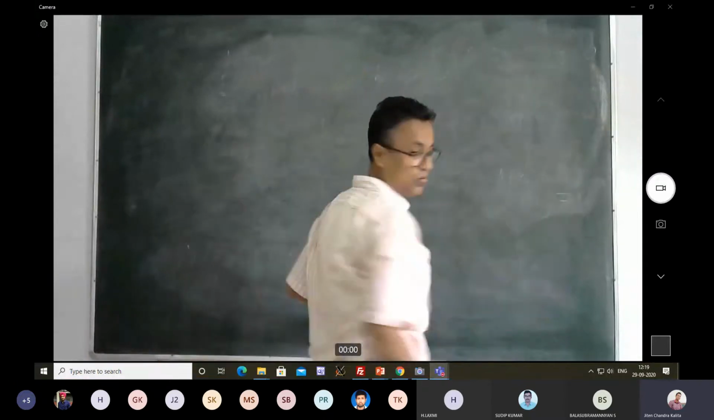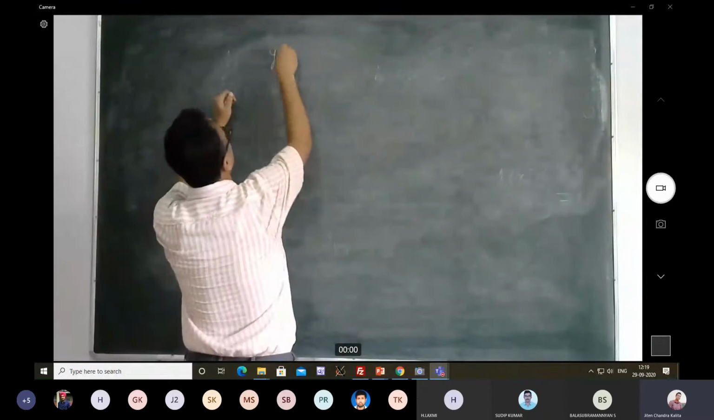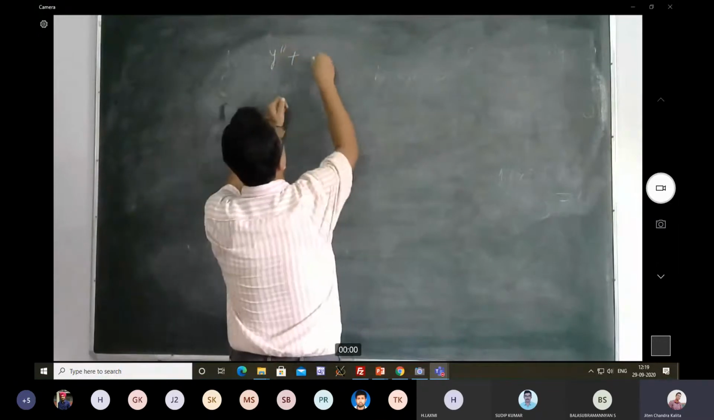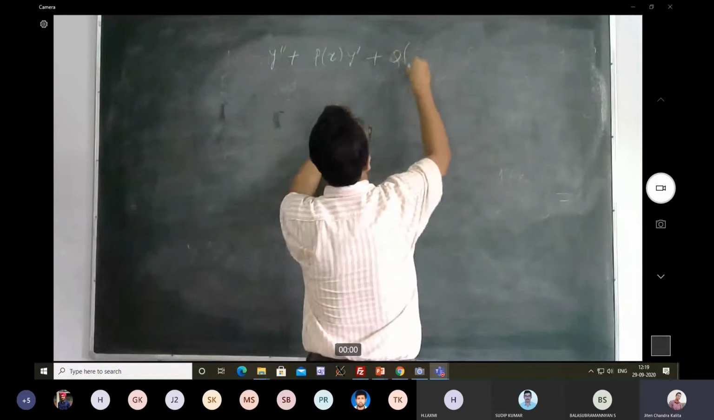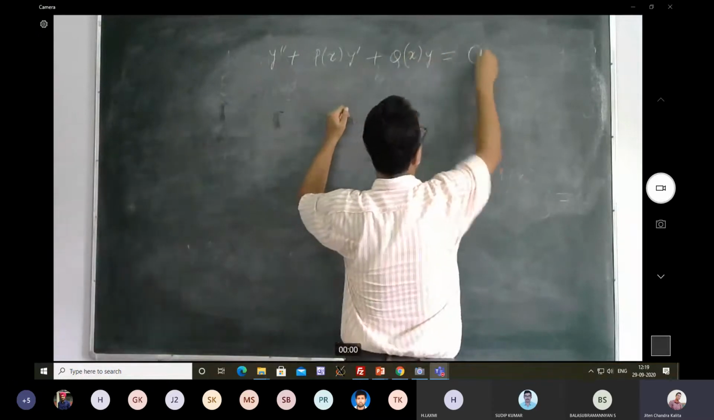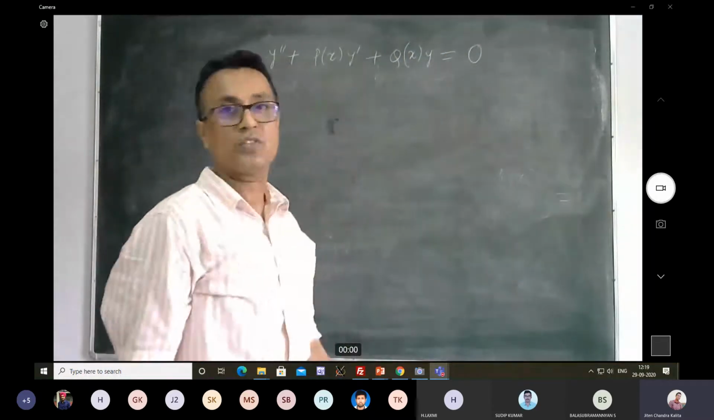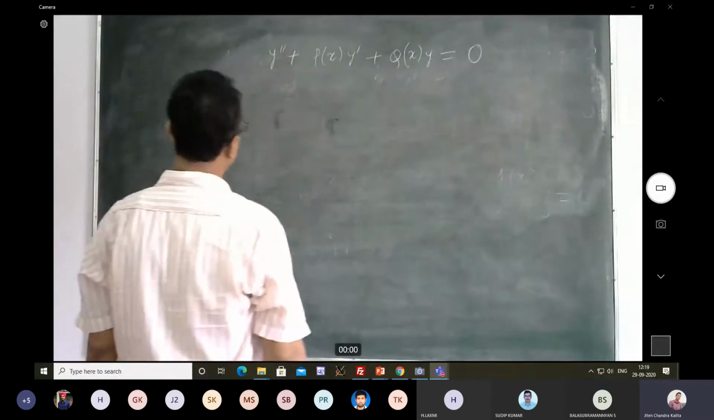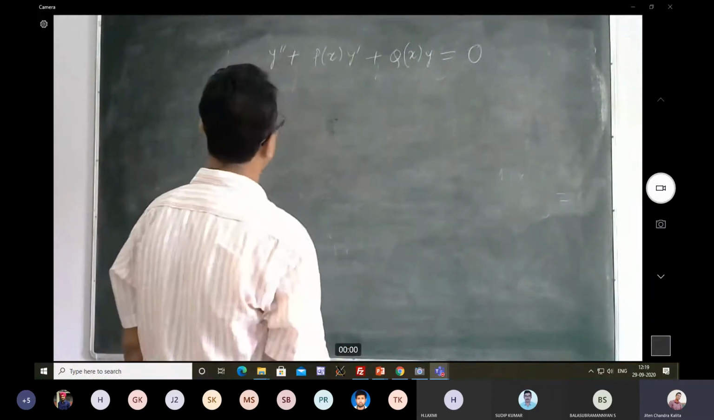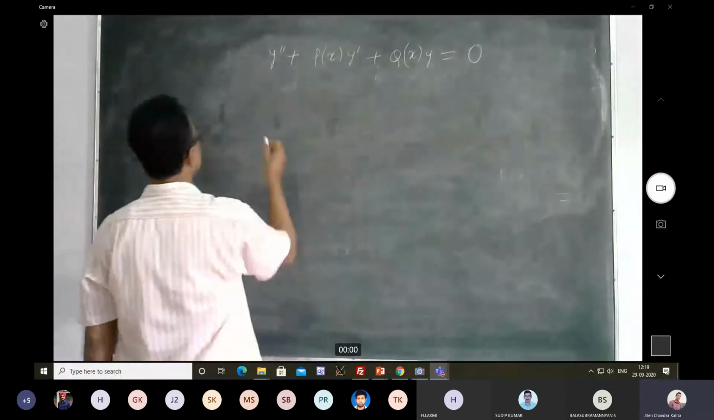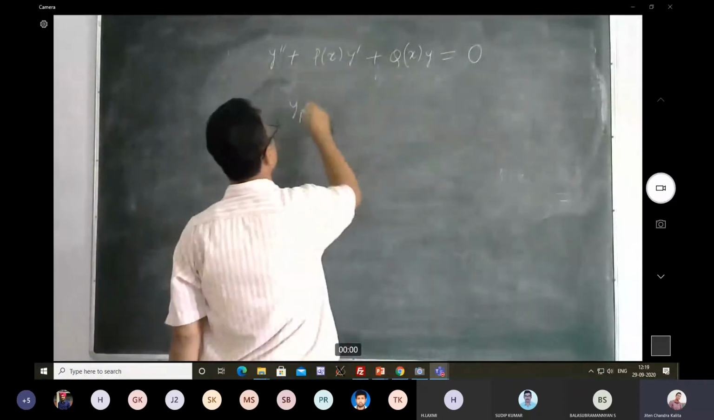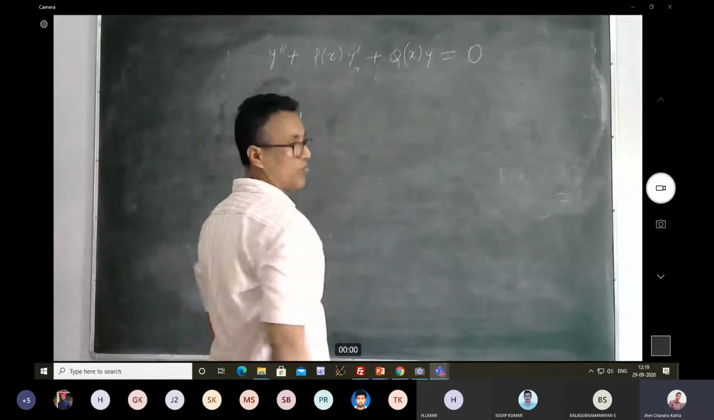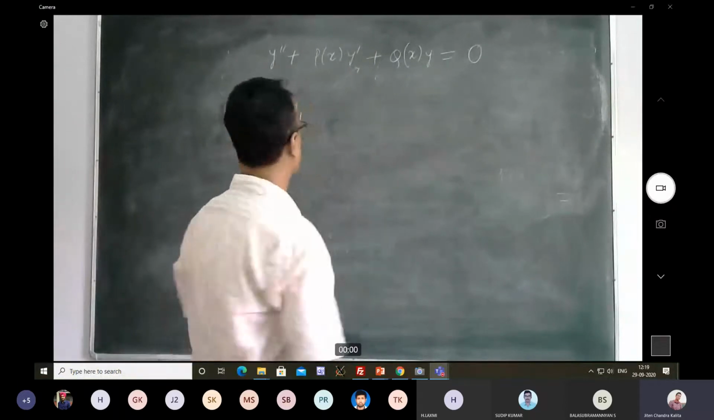Suppose I am giving a second order linear differential equation given by this. Of course, I am considering a homogeneous equation. Let me try to do one thing. Suppose I know that y1 is a known solution of this equation.